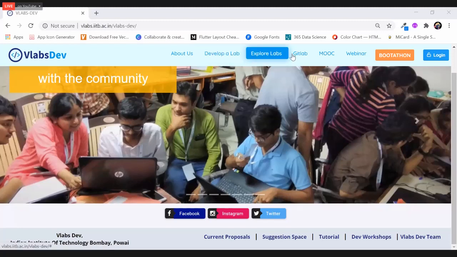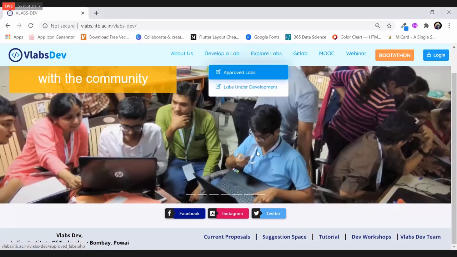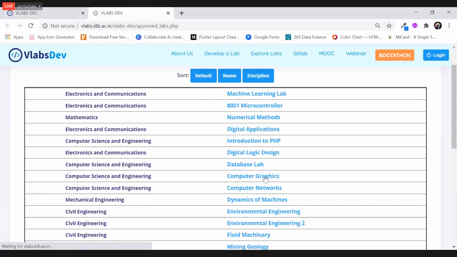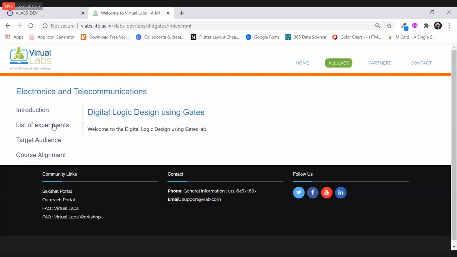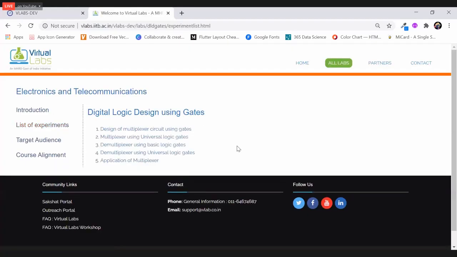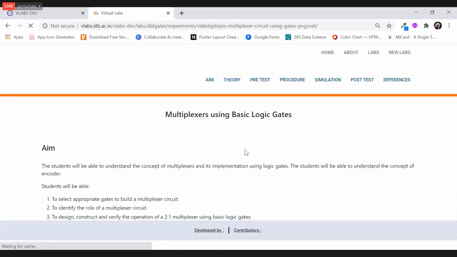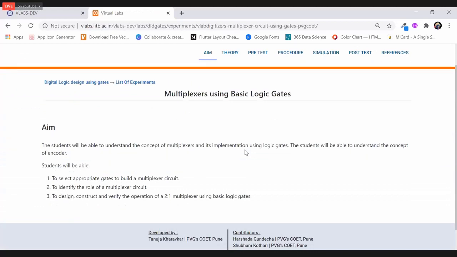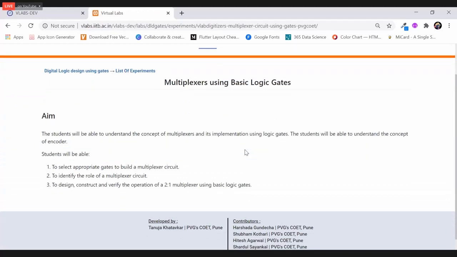Yes, ma'am. I think it's 3:55. She's trying to show you one more, that is digital logic design using gates. And the first experiment, I'll just explain. You can just click on design of multiplexer. So here, the aim has been suggested.